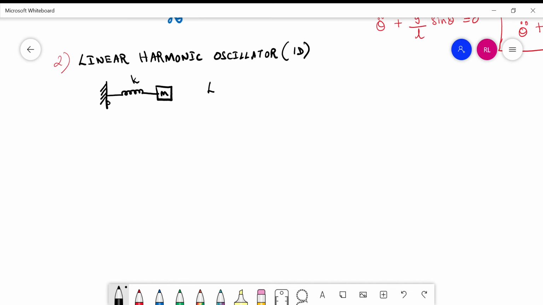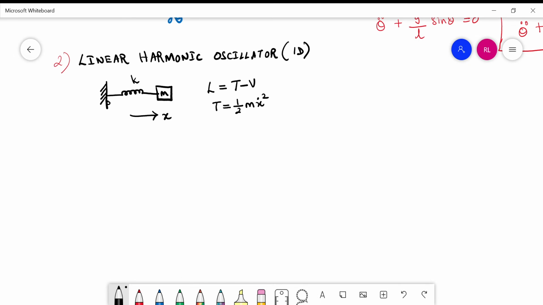Okay, since it's a one-dimensional harmonic oscillator, I am taking this as the x direction, and L is nothing but T minus V. T is the kinetic energy and V is the potential energy, and since it is in the x direction, I can write T is equal to half m x dot square, right?